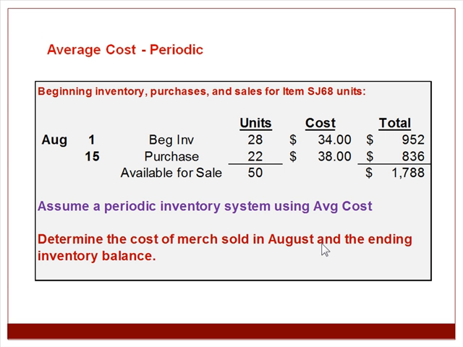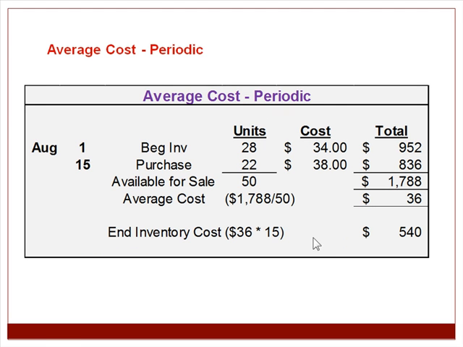So here is my same example that we've been using. Now I say I had 28 units at 34, which is $952, and 22 at 38, which is $836. This is my goods available for sale. 1788 divided by 50 units is $36. Notice my average is always between my high and my low, and that makes sense mathematically. So now my ending inventory is 36 times 15, which is 540.